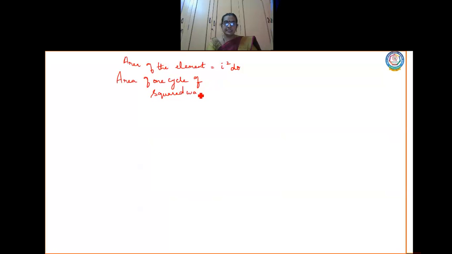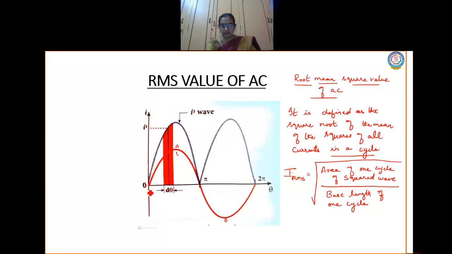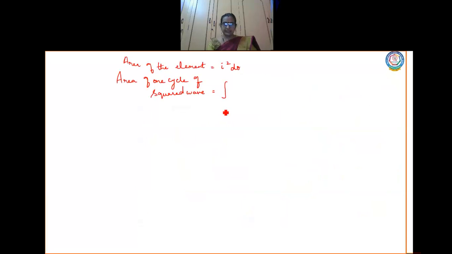Squared wave is equal to, now I am going to integrate, but this time I am going to take the full length. Look at the diagram. I am going to take this full length from 0 to 2 pi. Remember, in the last topic we took the first half cycle. Now here we are going to take the full cycle, which is from 0 to 2 pi. So the limit that I'll be taking is from 0 to 2 pi with I square d theta inside.